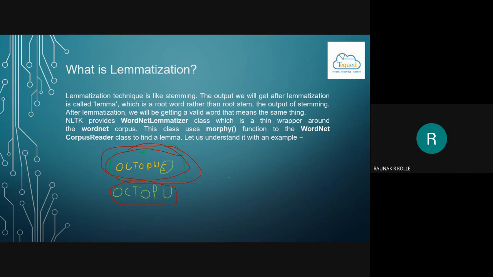NLTK provides the WordNet lemmatizer class, which is a thin wrapper around the WordNet corpus. This class uses the morphy function of the WordNet corpus reader class to find the lemma. Let us understand it with an example.